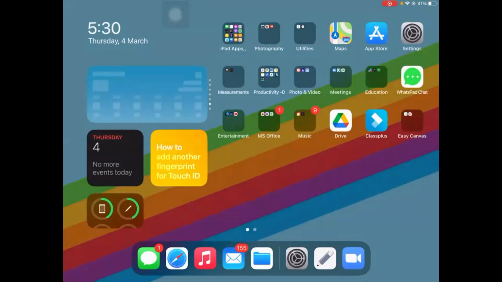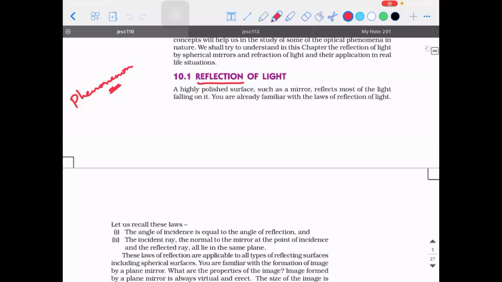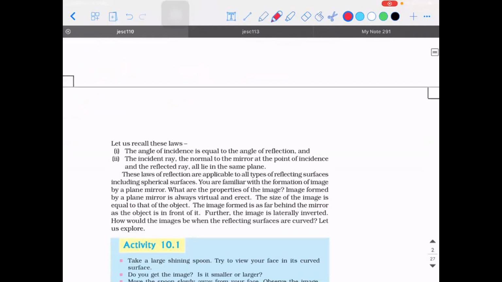When it falls on a highly polished surface, right? When it falls on a highly polished surface such as a mirror, it starts reflecting most of the light falling on it. Now the question is, if this is happening, does it have any laws? What are all the laws that are associated with reflection of light?